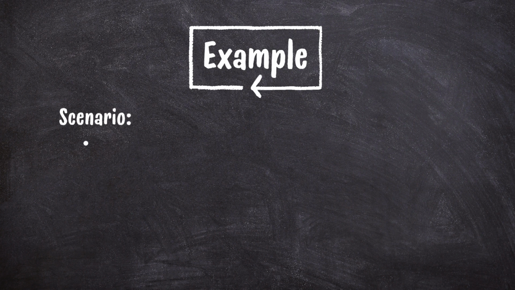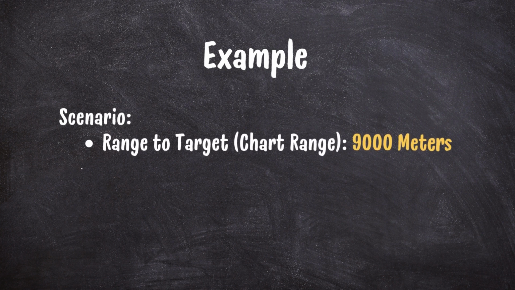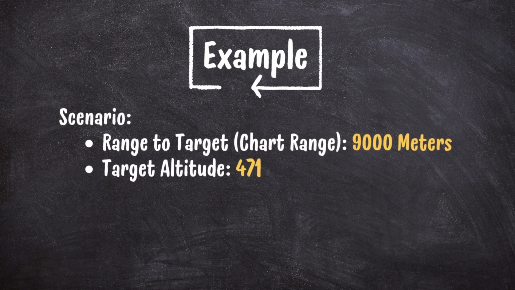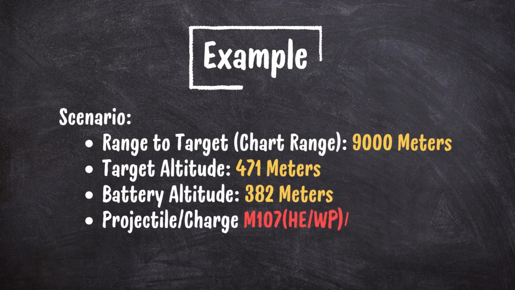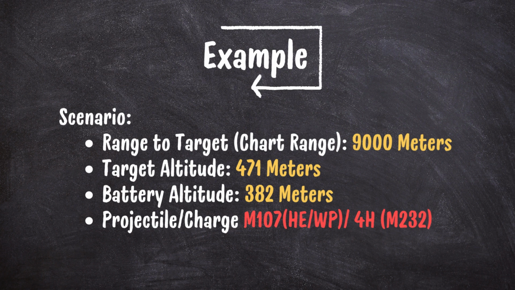Here is an example. Chart range is 9,000 meters. Target altitude is 471 meters. Battery altitude is 382 meters. Projectile family Mic 107 HE and white phosphorus with 4 Hotel Mic 232.